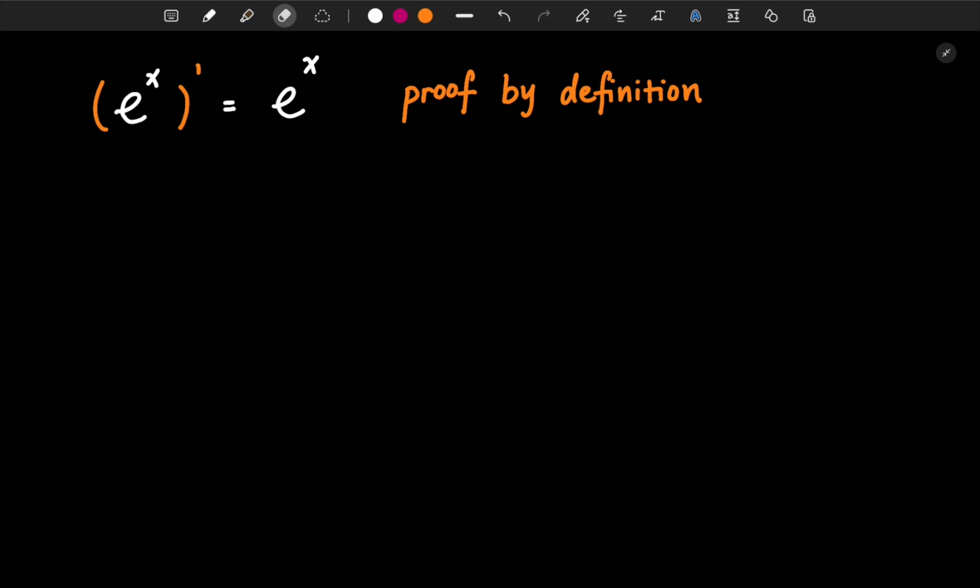So we already know that the derivative of e to the x is also e to the x. In this video, we want to look at how to prove it by using the formal definition of derivative. First, let's write down the definition of derivative.